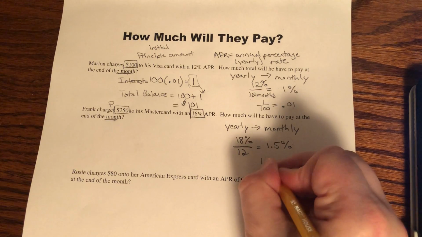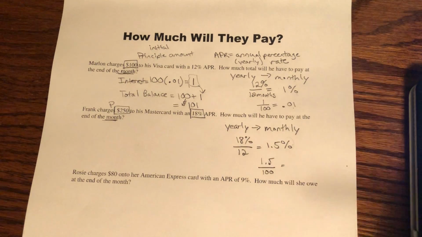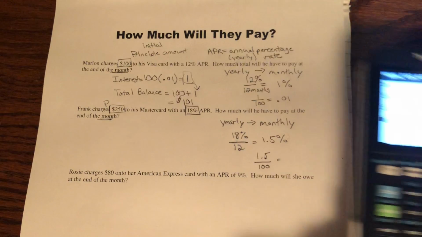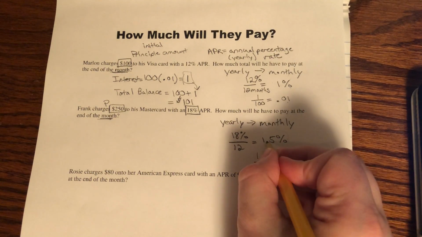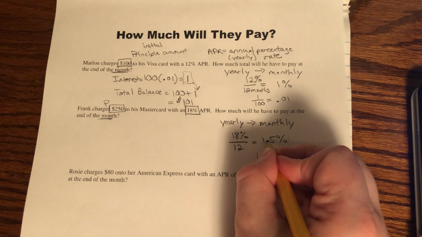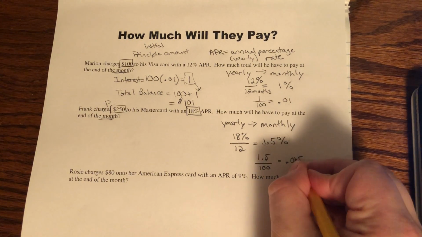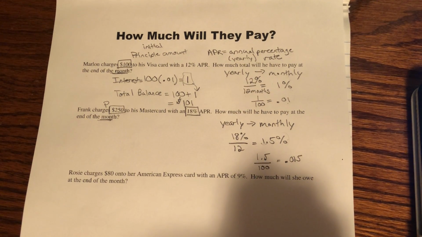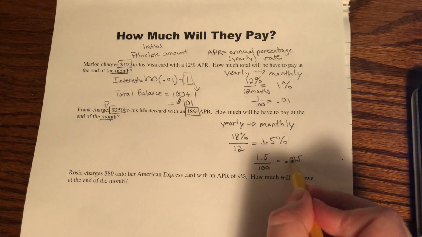So I take that 1.5, I divide it by the 100 that it says, and you get 0.015. You can use the trick of moving your decimal point backwards a couple of places in order to do this, but sometimes it's just easier to grab up your calculator, divide by the 100, and make sure that your decimal is in the right place. All right, so we have 0.015.